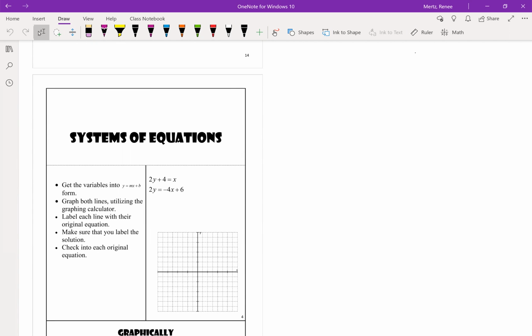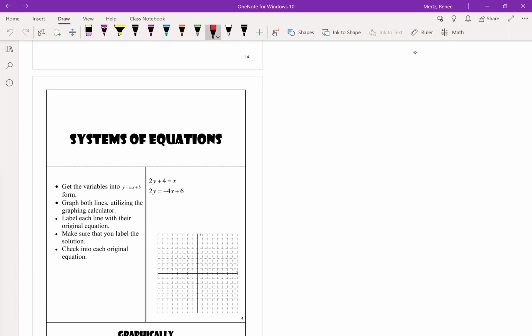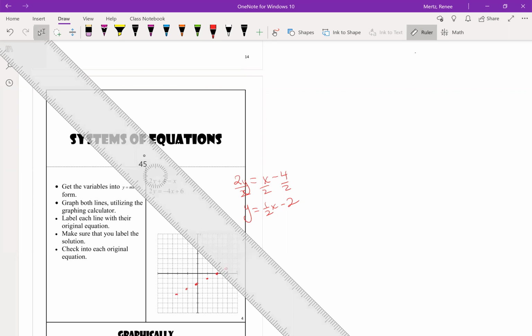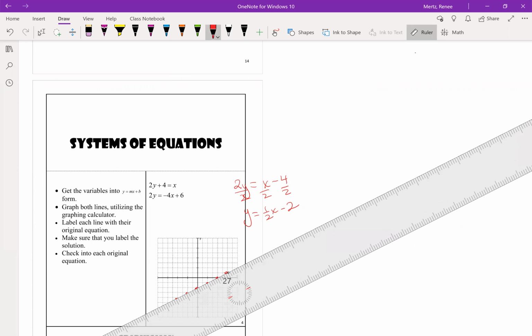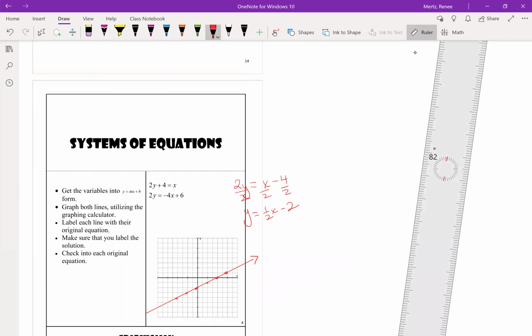So for systems of equations by graphing, you want to get them into y equals mx plus b. So 2y equals x minus 4, divide by 2, y equals 1/2 x minus 2. So down 2, up 1 over 2, up 1 over 2, up 1 over 2. Grab the ruler. Make sure you label the line with the original. So this is our 2y plus 4 equals x.